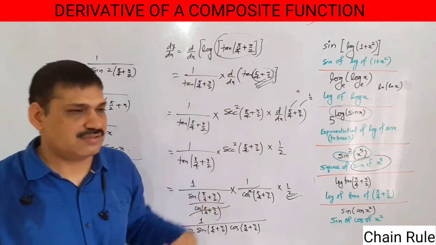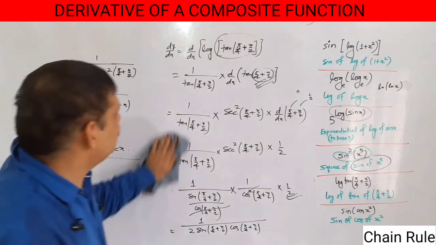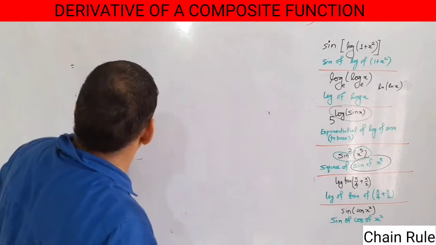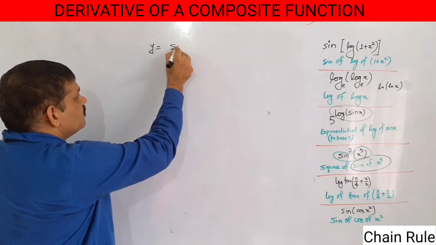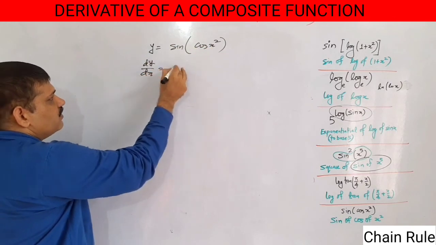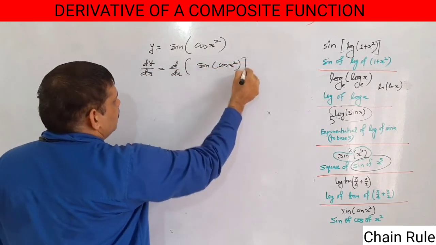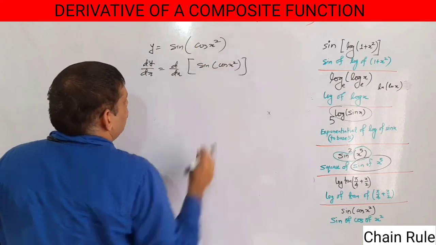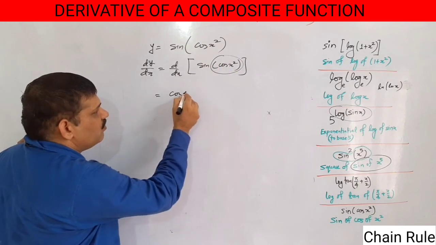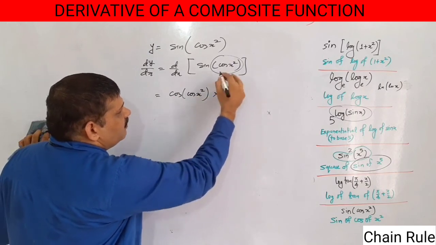The integration of this is this, that we will talk about later. Now finally, sine of cos of x square. The y is here, sine of cos of x square, sine of some variable. So the derivative of y with respect to x is the derivative of this whole function with respect to x, that is sine of cos of x square. Now the derivative of sine of a variable is cos of that variable. Sine of x is cos of x. So cos of this variable into the derivative of that which we have treated as u.